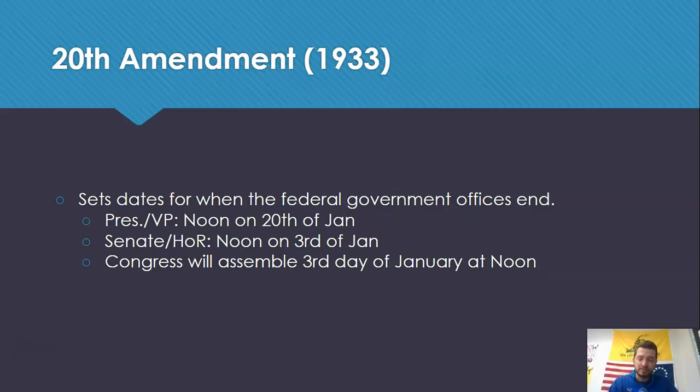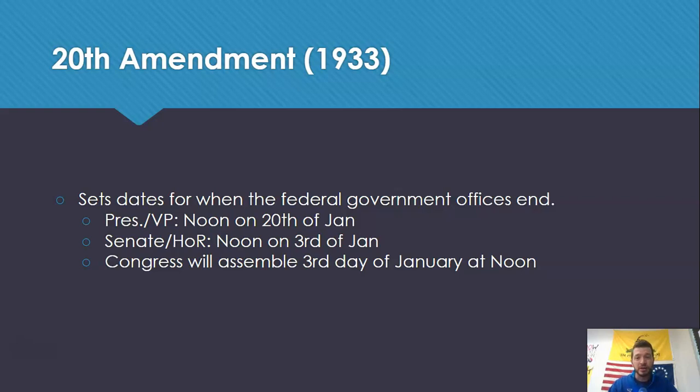So specifically, the idea was, because of the Great Depression, Herbert Hoover was not really doing anything about the Great Depression, even though he had lost the 1932 election. So he was just in office for another 4 months after he lost the election. So this amendment was very quickly ratified because it basically cut that 4 month time frame down into 2 months.